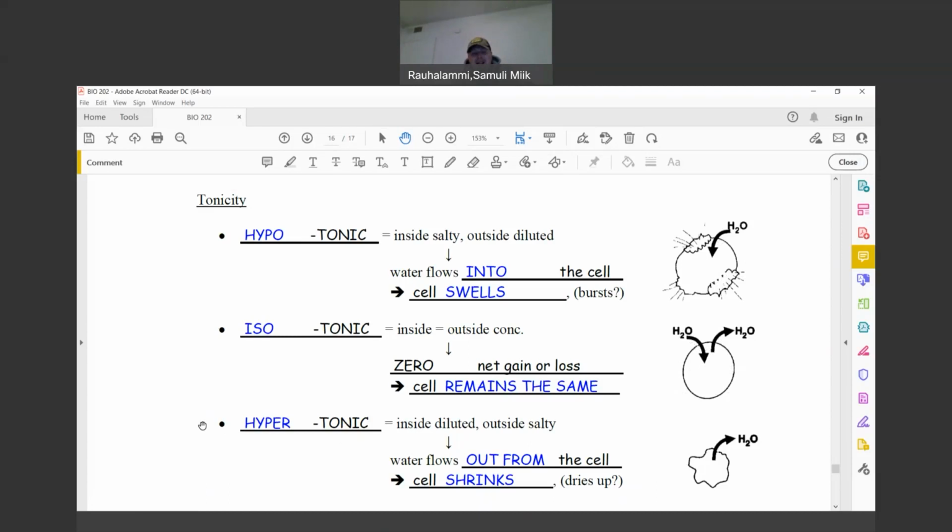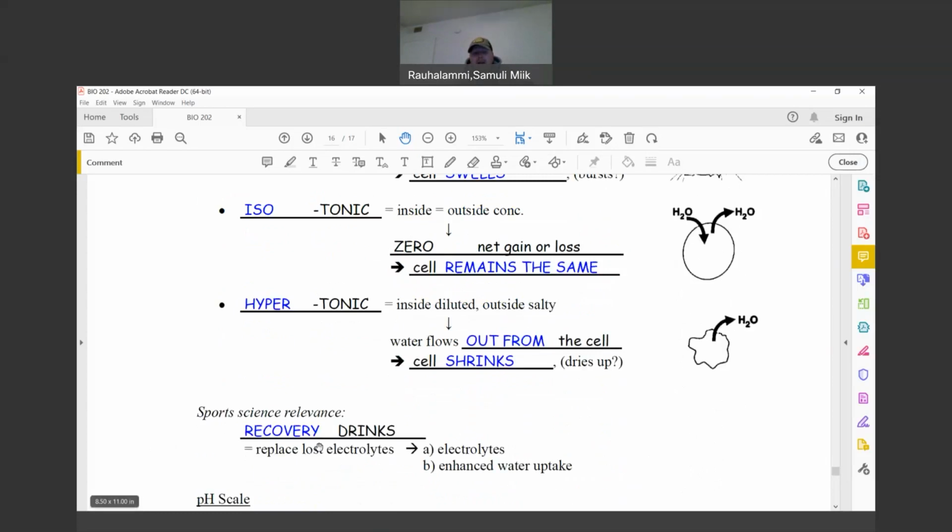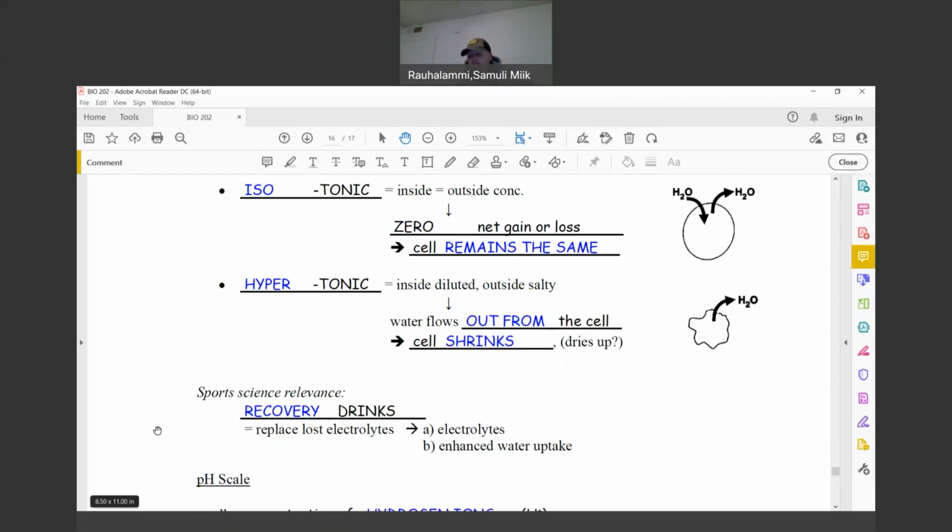Finally, hypertonic cells. Hyper cells in my mnemonic were the skinny cells. So in this case, water is flowing outside from the cell, and the cell is shrinking, kind of drying up. So that's something to keep in mind. This is relevant for us when we talk about, for example, recovery drinks. If a person loses a lot of electrolytes, we want to replenish those, because otherwise we might have issues with tonicity, that water is going where it shouldn't be going, and we'll end up in trouble.